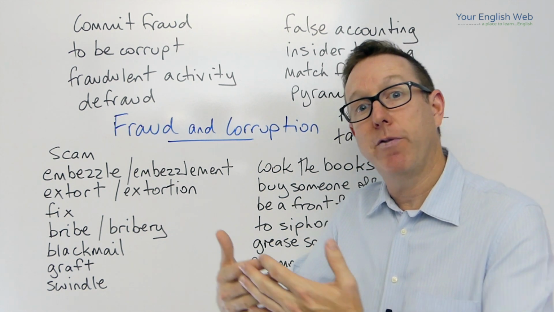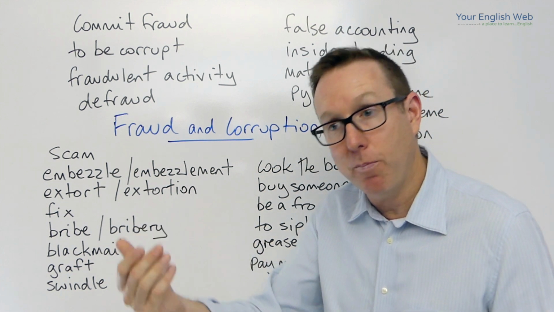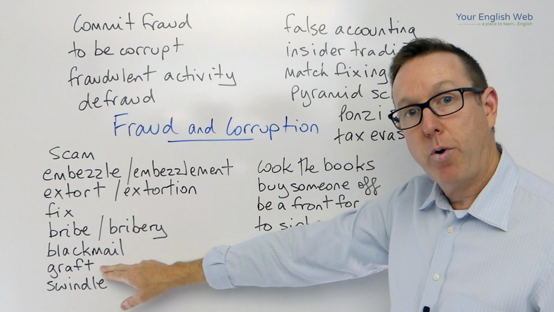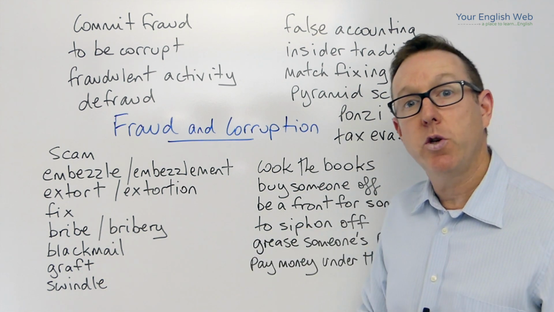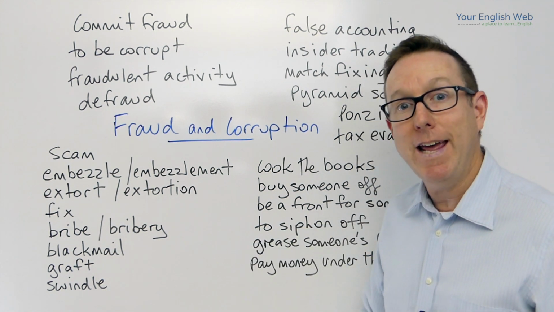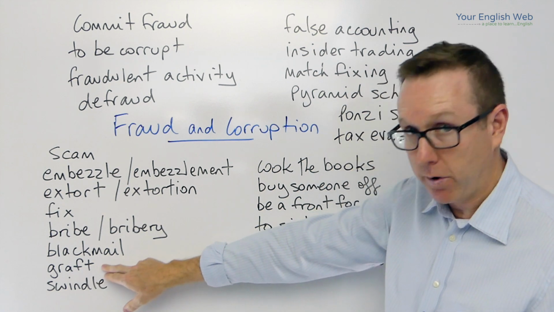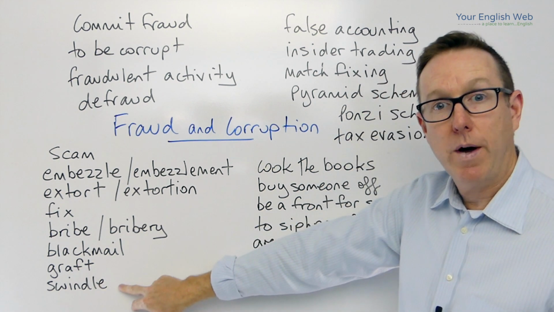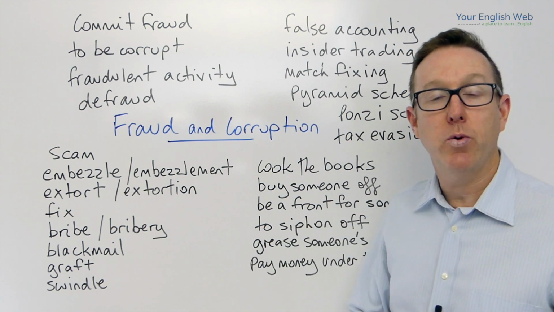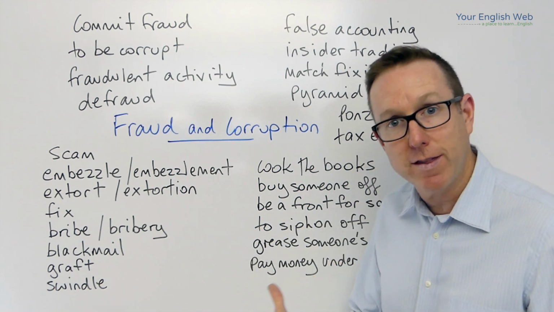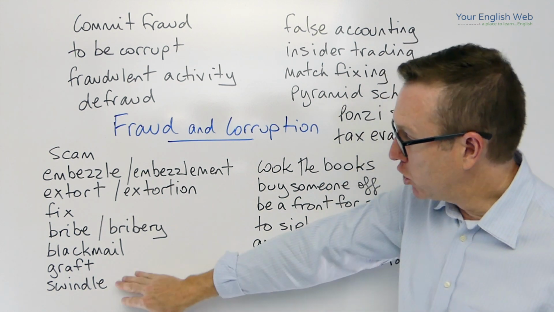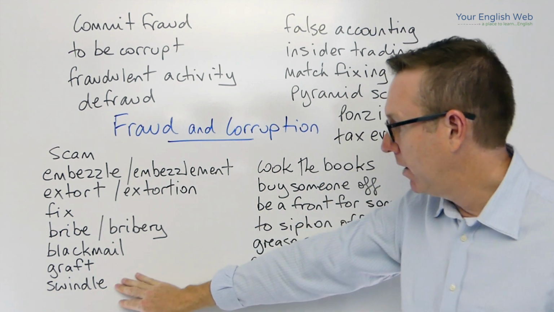Blackmail is another problem as well, where you blackmail somebody, you get information about somebody and you threaten to make that information public unless they give you money. You blackmail somebody. Graft is another problem where politicians use their influence for illegal gain. Graft, very, very common in some countries. Graft. And the last one here is swindle, where you deceive somebody or you trick them into giving you their money. You swindle money, okay?